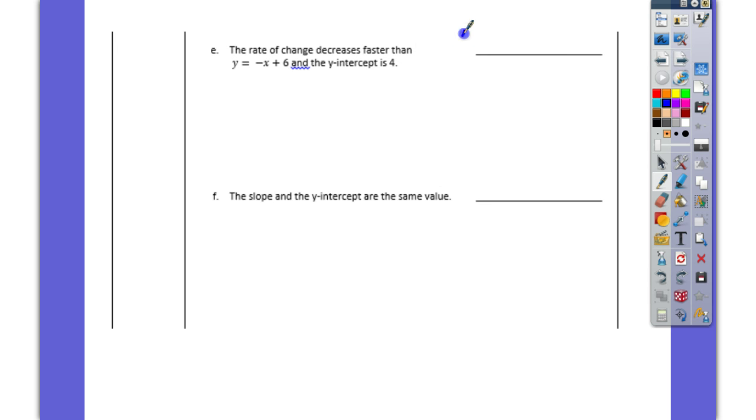What do you think here? Y equals. This one is kind of fun. I like to draw it out. When in doubt, draw it out. Y-axis, your x-axis. The rate of change decreases faster than y equals a negative, this is the same as a -1x plus 6. And the y-intercept is a 4. Well, we know what this is going to be. What's the end part going to be? It's going to be a +4 at the end.